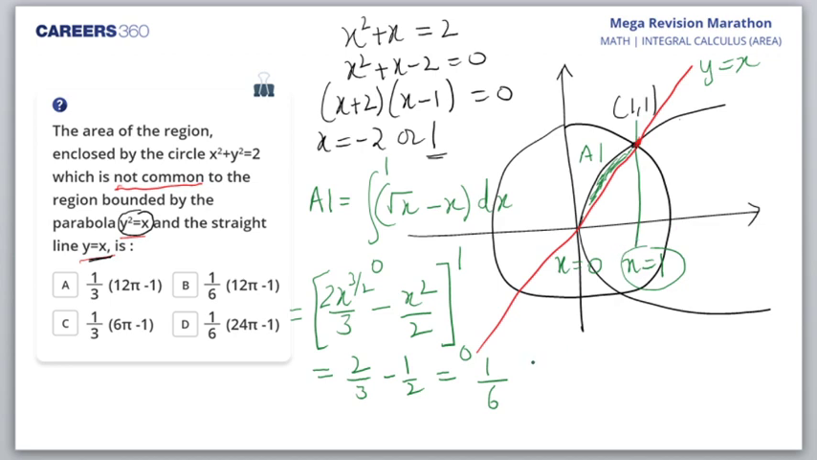So 1 by 6 I am getting as A1. So what is the area of the circle? That is pi r square. From the area of the circle, I'll subtract this area, A1. Am I right? So pi r square is 2 pi. So what answer I'll get? Required area would be 2 pi minus 1 by 6. I hope I have answered.